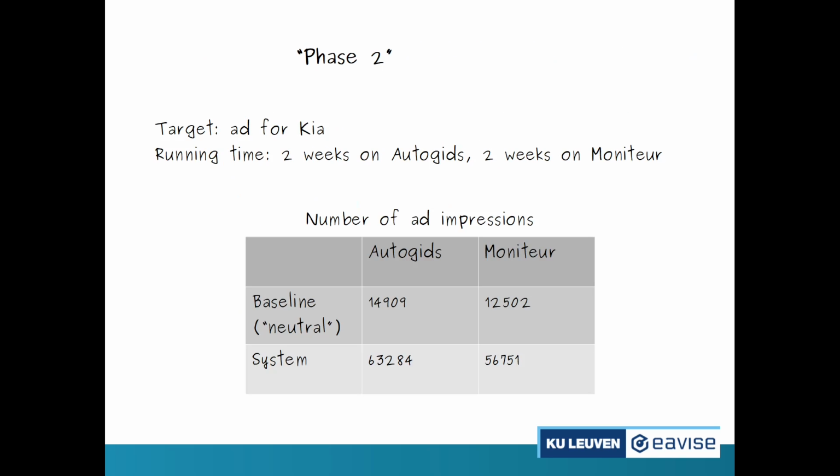The target was an ad for a specific Kia model, which ran for 2 weeks on AutoHits and another 2 weeks on Moniteur. In total, 5 variants of this ad existed, 1 neutral ad and 4 ads tailored towards each buyer modality profile. The table on this slide shows the number of ad impressions on each website, where baseline indicates the neutral ad that was displayed without the use of our system. So this serves as a baseline to compare the performance of our system against. Note that using our system, the neutral variant would also be shown if either the user was unknown or our system returned the neutral profile as explained on the previous slide.